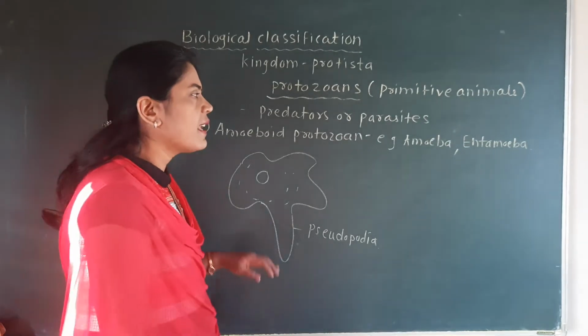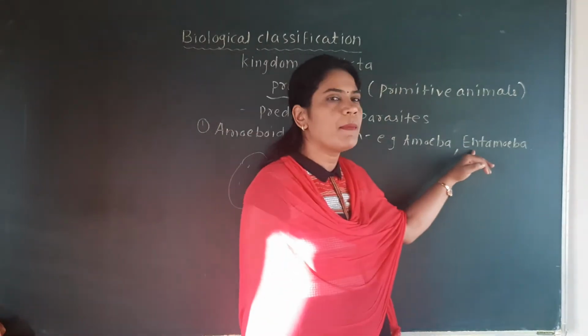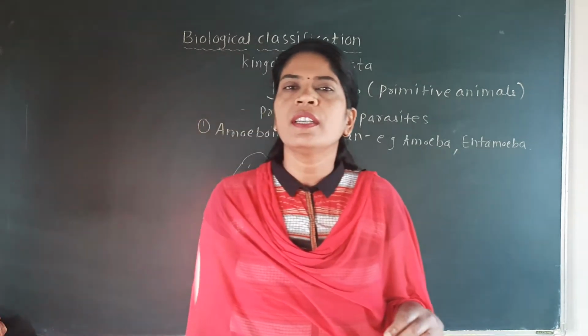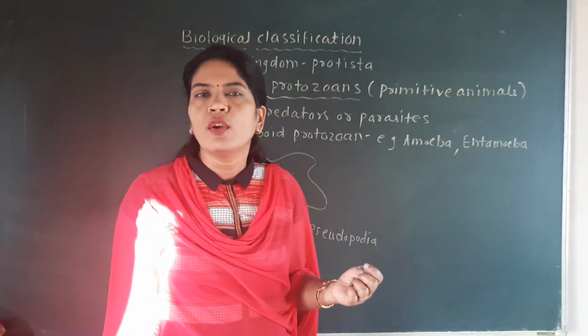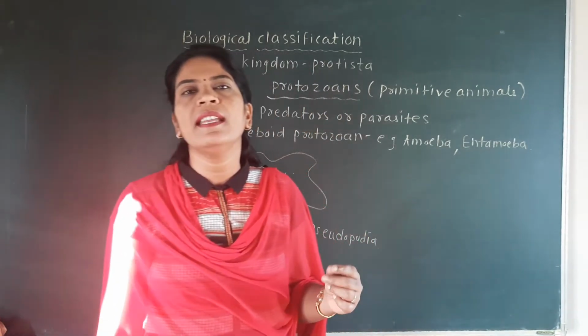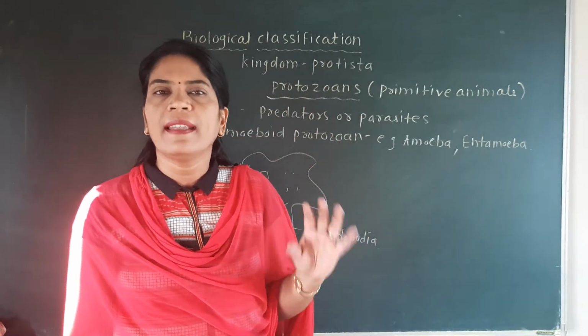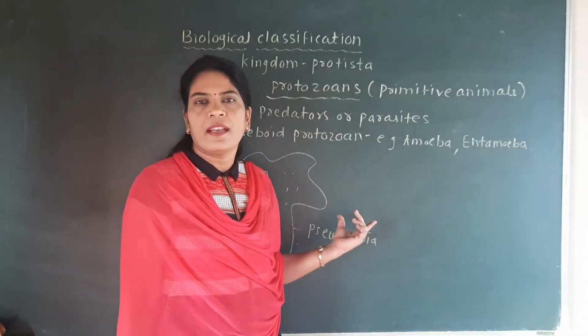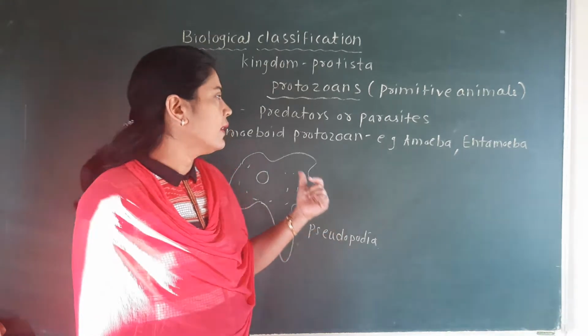The next example given is the entamoeba, and the entamoeba is a parasite. It is present in the body of human beings, and it causes the disease called dysentery. So entamoeba is a parasite while amoeba is a predator, and these are the two examples given in the amoeboid protozoan.